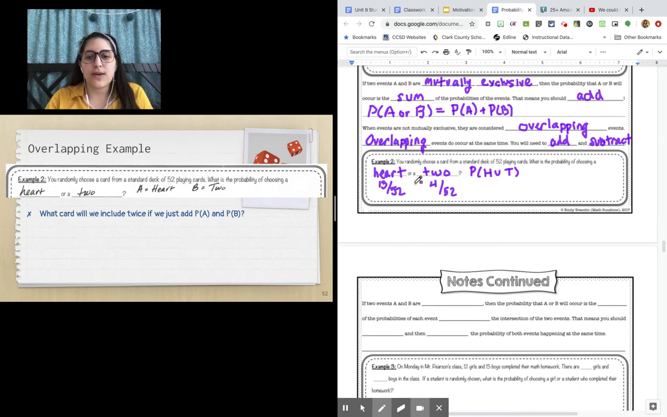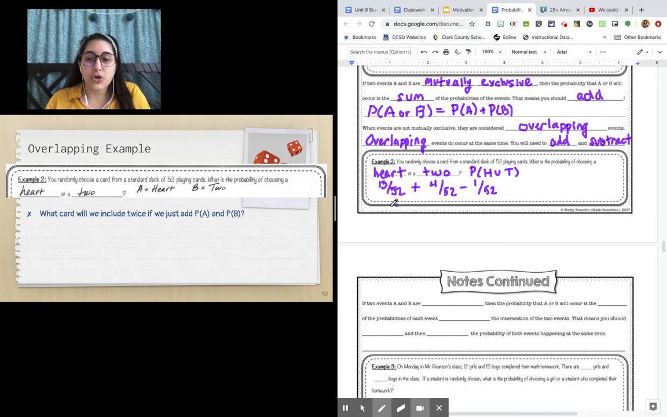Okay, so if we did what we did in the last example and just add these two together, there's one card that would be counted twice, the 2 of hearts. It's counted here as one of the 4 2s, and it's also counted here as one of the 13 hearts. So since there's one card that they have in common, I have to subtract that card out to get rid of the fact that it's counted twice right here.